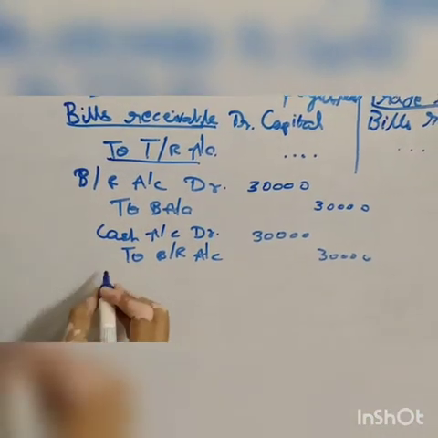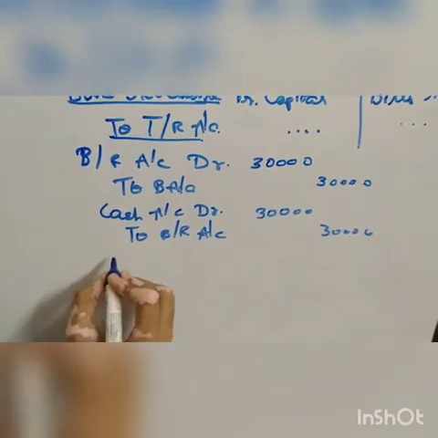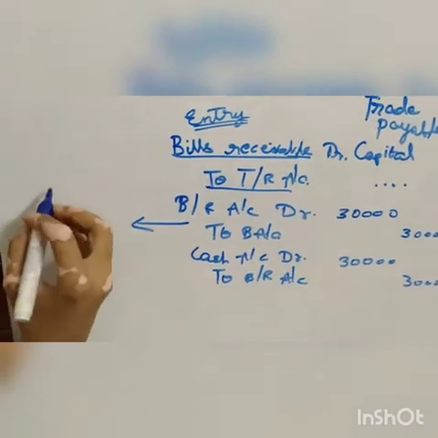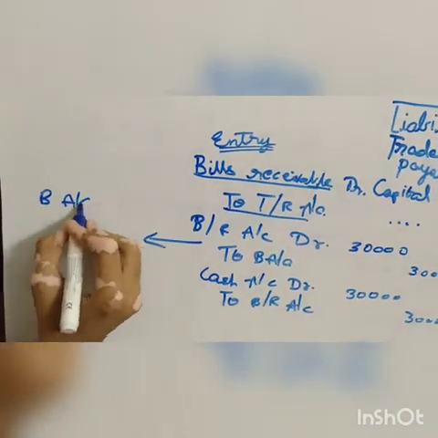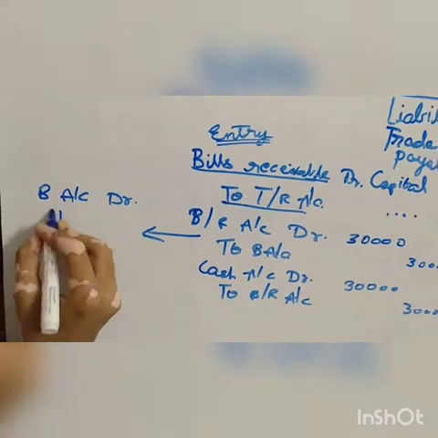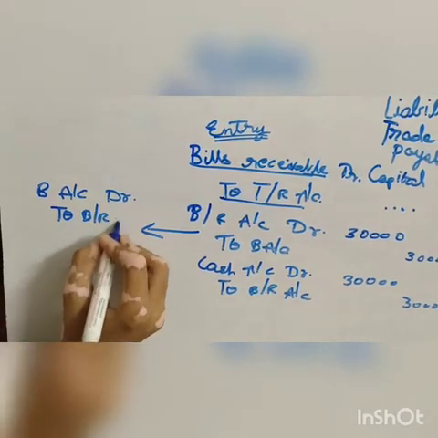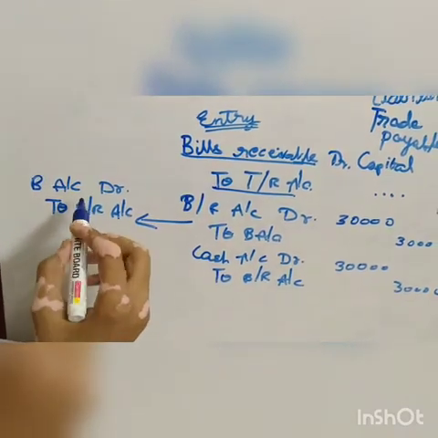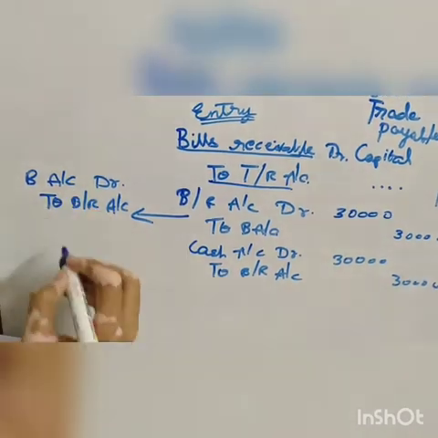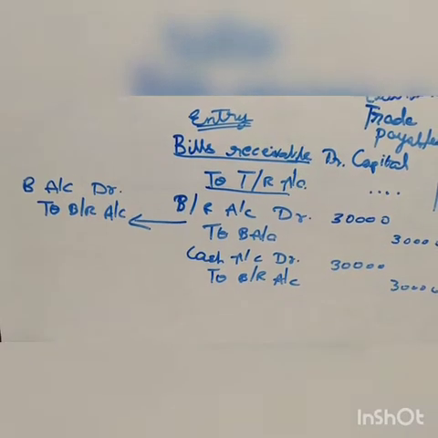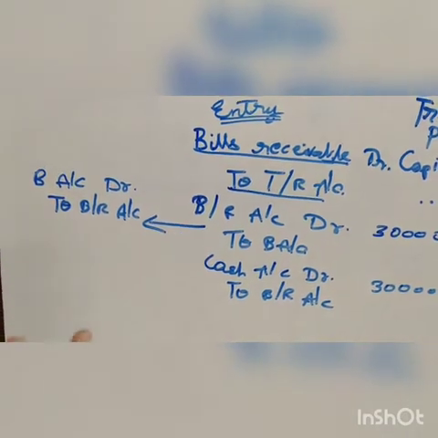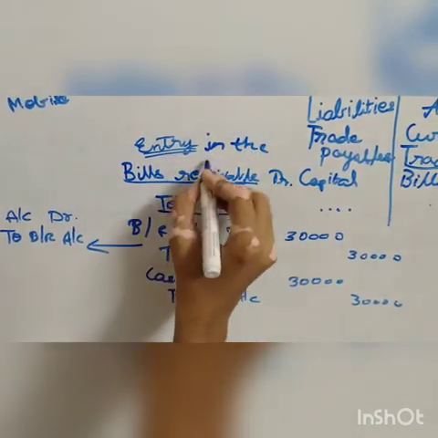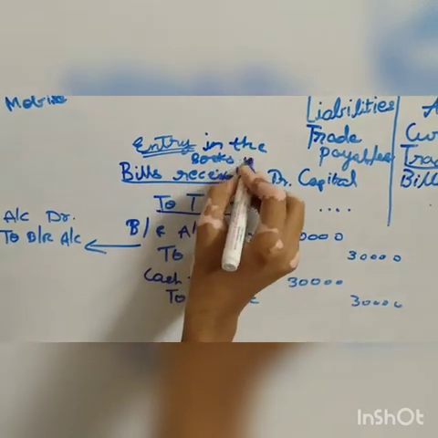What if the bill is not met on due date? Then this entry must be reversed: B account debtor to bills receivable account. Why do we reverse the entry? Because the bill is cancelled since it is not met on due date. These are the entries in the books of drawer.